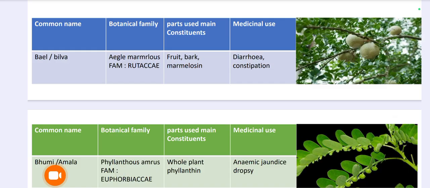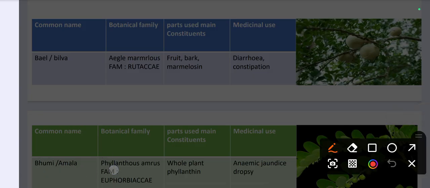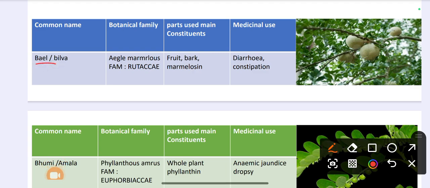Next one, bael, or bilva. What's the botanical family of bael? The family is Rutaceae. The botanical name of bael is Aegle marmelos. What parts are used? Fruit, bark and marmelosin. What are the medicinal uses of bael? Diarrhea and constipation. So this is called bael.